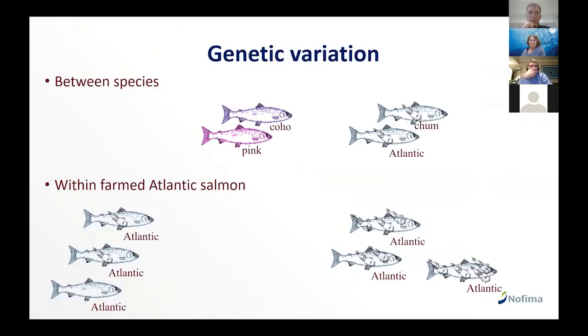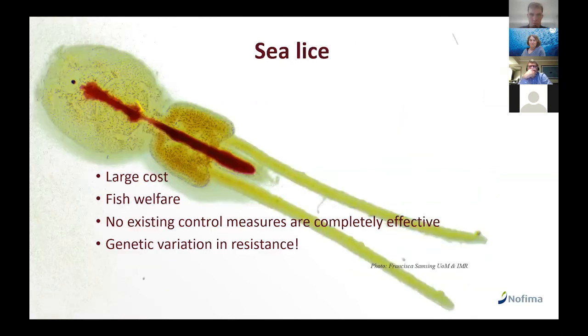So, as you probably know, sea lice are one of the most pressing problems for the aquaculture salmon industry, reducing fish welfare and also causing enormous economical losses. There are several initiatives to solve the problems with the sea lice, like new production systems, chemical or thermal treatment. However, none of these methods are completely effective. But one promising fact is that there is genetic variation in the resistance towards sea lice.